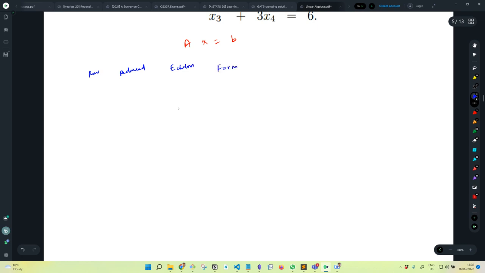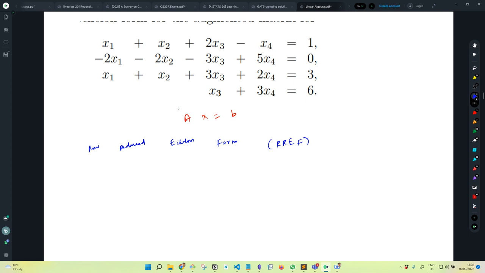So today's class, we will see what does it mean to reduce a matrix A to RREF. By RREF, I mean row reduced echelon form. And what is the advantage of reducing a matrix to RREF? Right. So the context is still going to be same. The end goal is to solve system of linear equations.